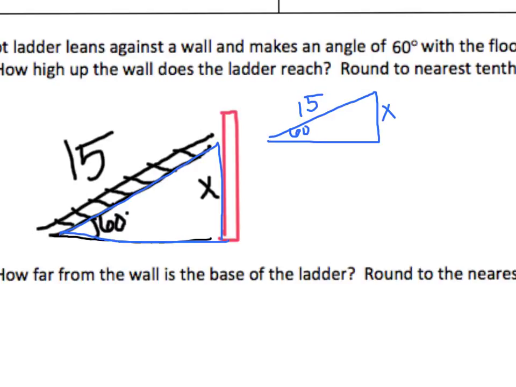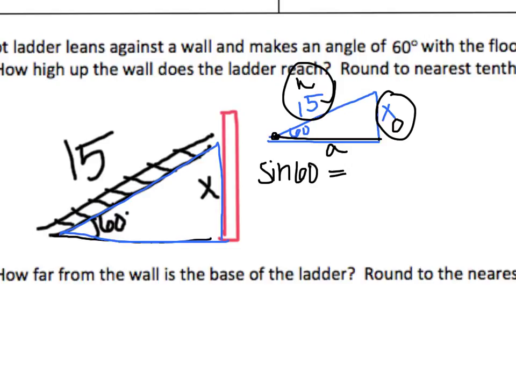if I want to know what that x is, here's the 60 that I know, drawing a line to the right angle, that's my adjacent, this is the opposite, and that's my hypotenuse. So I know the O and I know the H. So that's going to be sine. That's what I'm going to use. I'm going to use sine of 60 equals the opposite x over the hypotenuse 15. So now I'm going to cross multiply. 15 times the sine of 60 equals x.